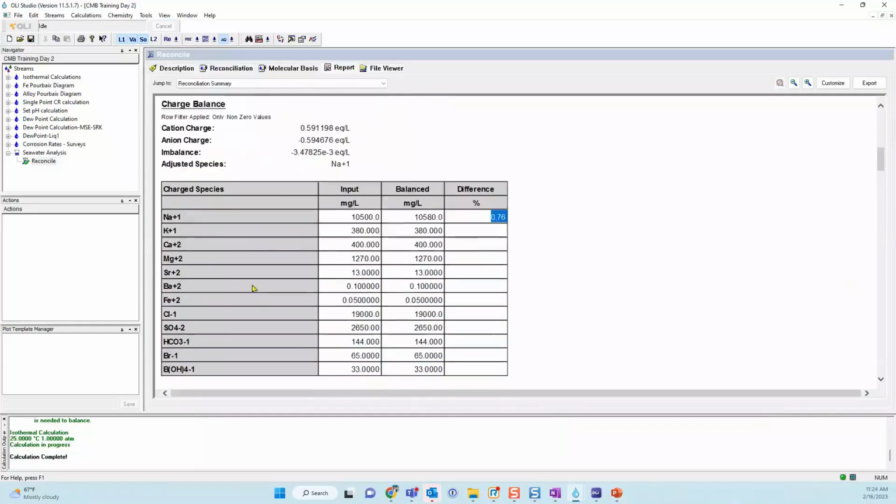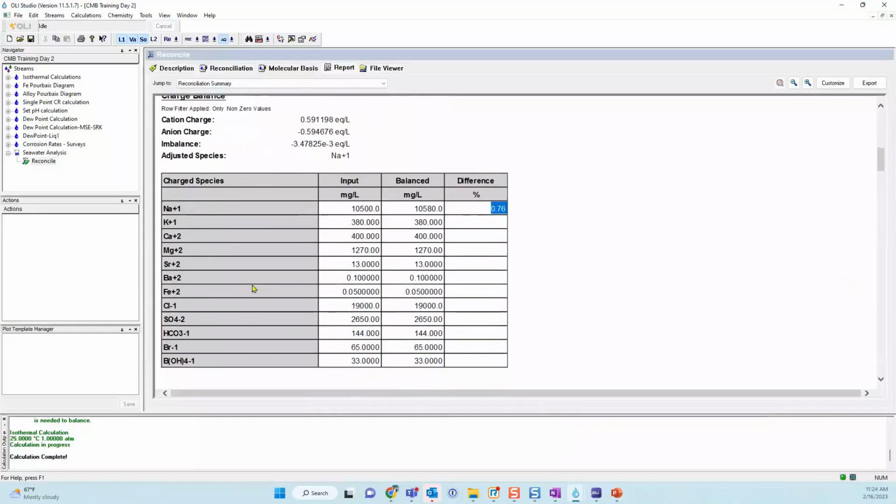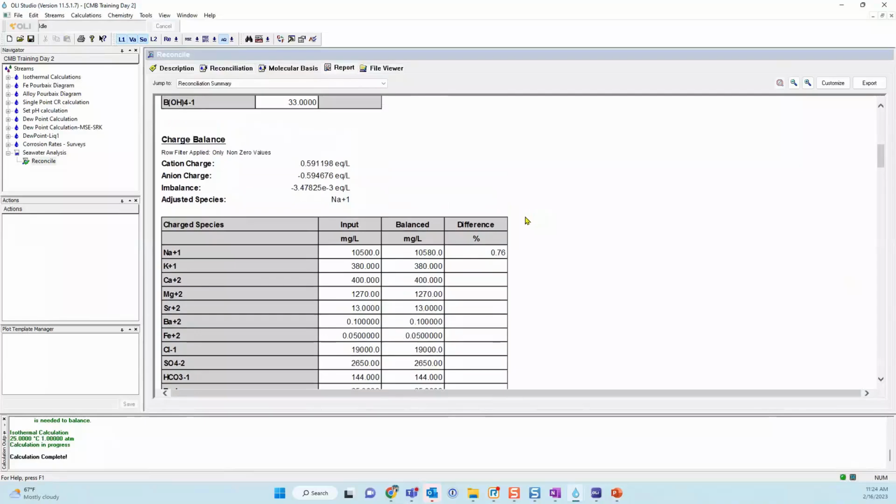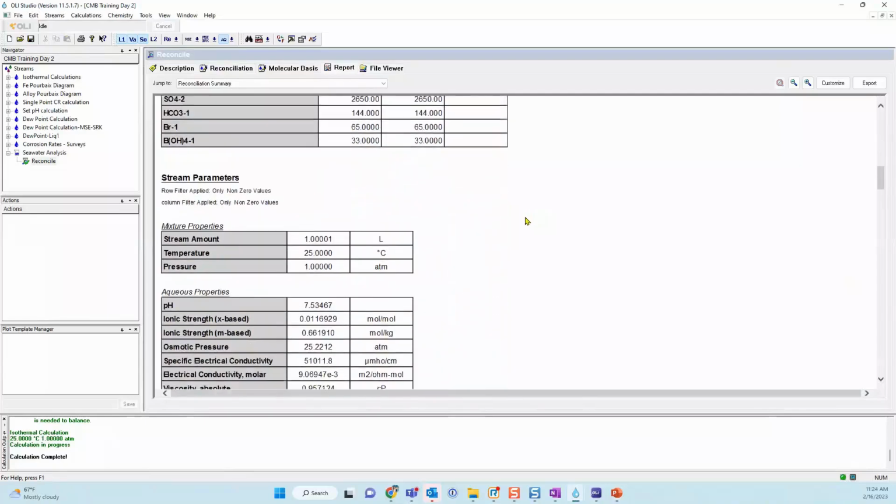Maybe either we entered the data wrong in some place, we mistyped something, or maybe the laboratory did not measure an important cation or an important anion that was part of the water analysis. So this table, I always recommend to come to this table and make sure that you don't have a huge difference here. It has to be less than 10%, or else your water analysis is not good.